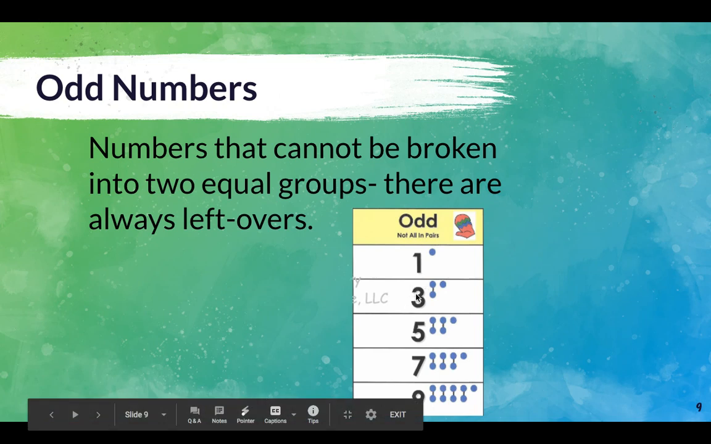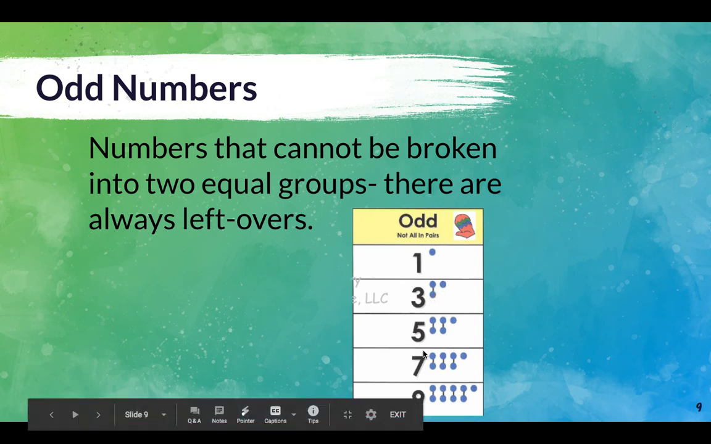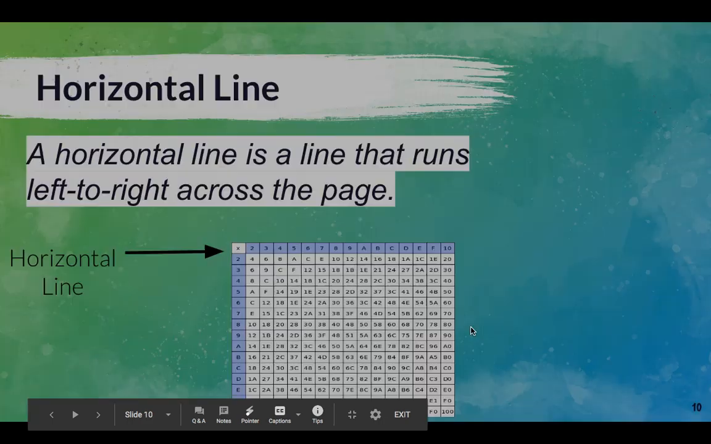If you look at the number 3, if I have two equal groups, well, one group is going to get 2 and one group is going to get just 1. If you look at the number 7, I have one group who gets 3 and one group who gets 4. So it can't be broken into equal parts.